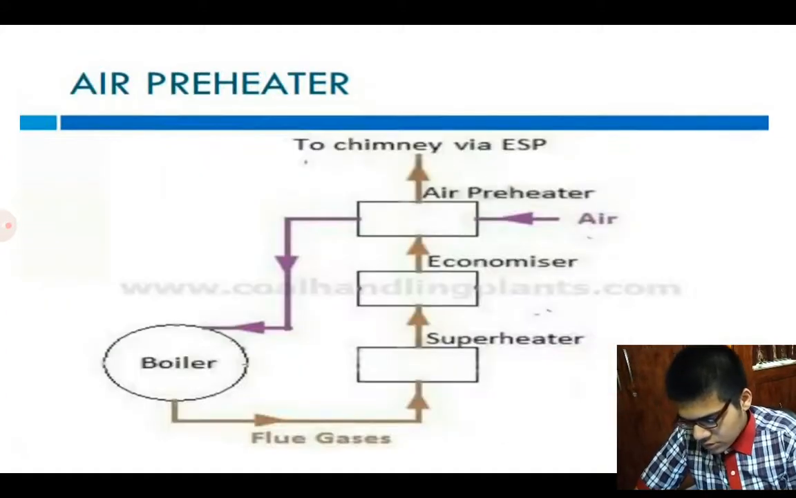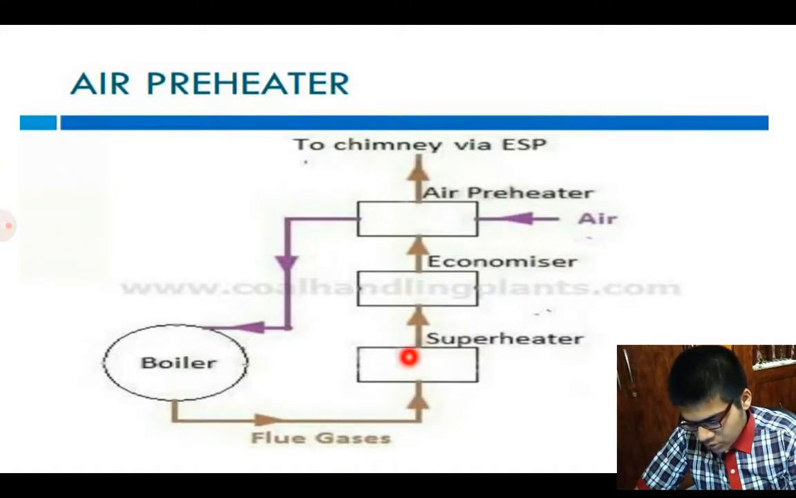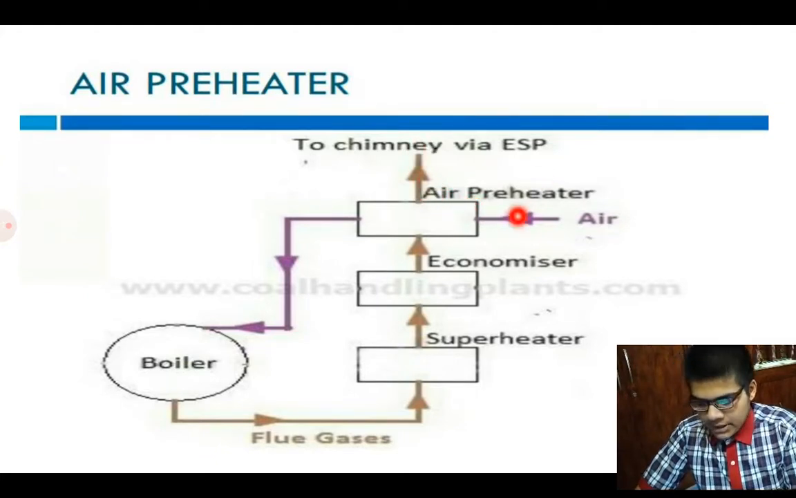So let's go ahead. Here, the gases go to the chimney via the precipitator. The working of the precipitator is to purify the gases before they are released into the atmosphere. Here you can see the boiler, where the flue gases go to the superheater, then to the economizer, then to the air preheater, and on to the chimney via the ESP.